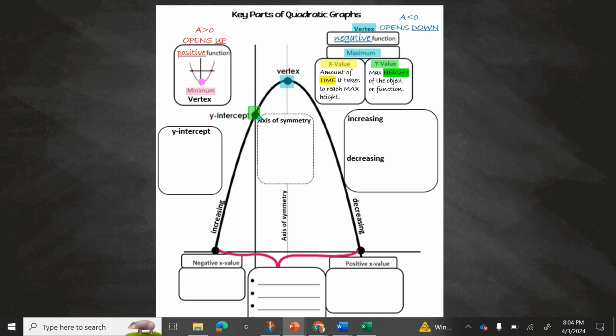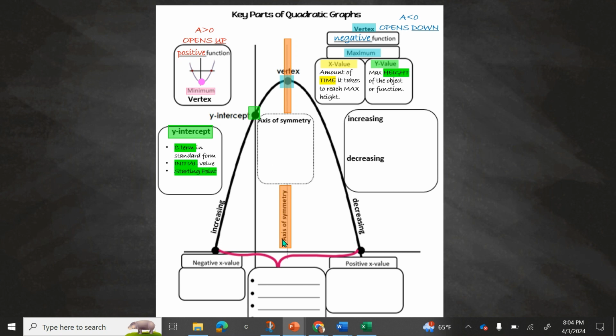Then here is where our y-intercept is. So this here is our y-axis. This is our y-intercept. That is where the graph or the function is crossing the y-axis. This is our c term if the function is in standard form. This is also the initial value or the starting point for our function.